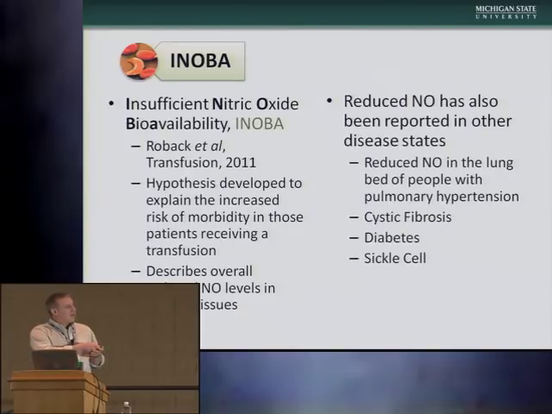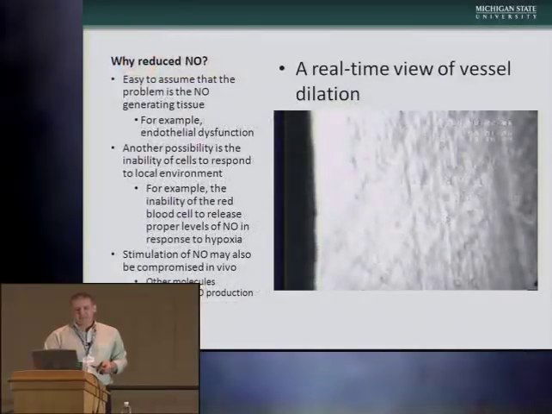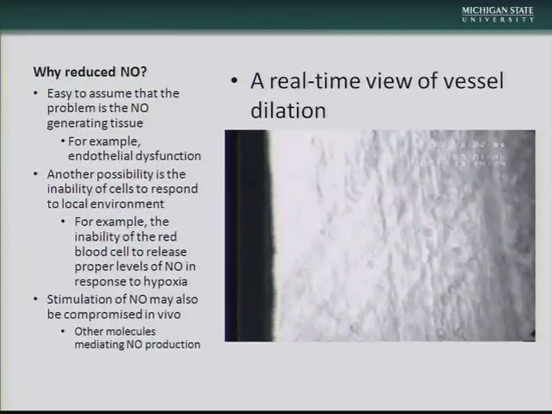Patients with diabetes are known to have nitric oxide levels that are somewhat lower, not only in the bloodstream, but in the endothelial tissues as well. And then, of course, patients that have sickle cell also have problems with overall nitric oxide in their bloodstream. So I'm going to try to tackle a couple of these during the talk today. So why do we have these reduced levels of nitric oxide? Well, that's a question that I believe personally has many answers.